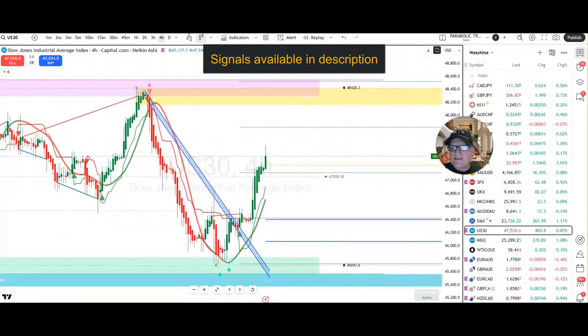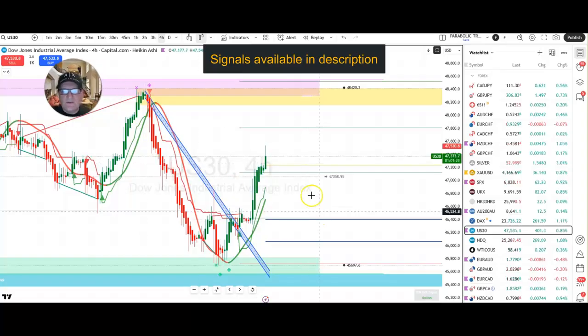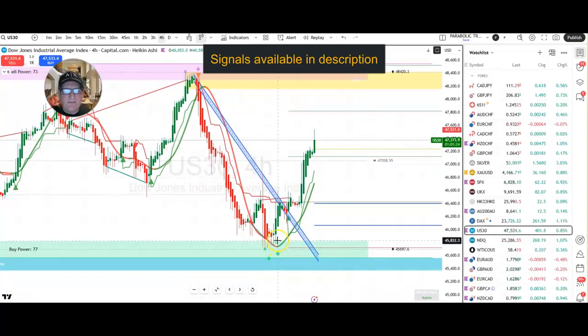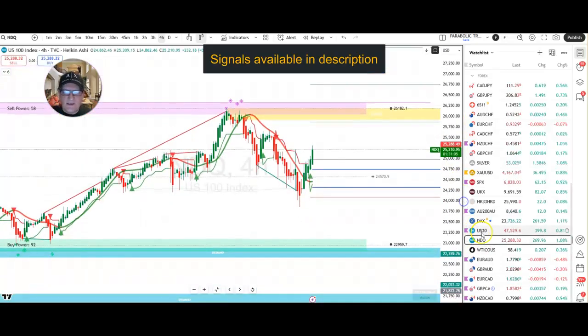I mentioned this yesterday, didn't I? The Dow Jones Index. I did say this was going to go up. Beautiful position here, buy power of 77 into a strong demand area with divergence, change of character, and the price goes up. 48,420 would be your target. Nasdaq's doing something similar.